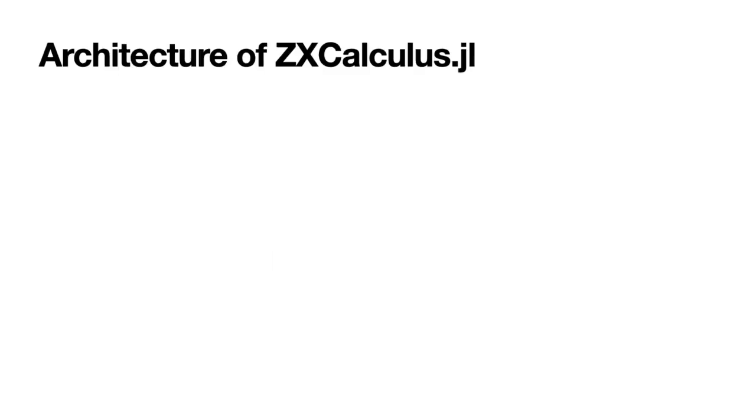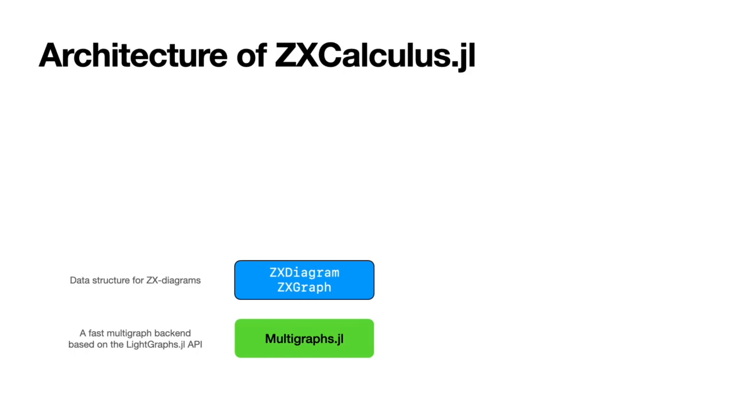After introducing the ZX calculus, let's take a look at this package. The low-level data structure to represent ZX diagrams is the multigraph data structure. We developed a package, Multigraphs.jl, for this. And based on Multigraphs.jl, we define ZX diagram and ZX graph. We provide various methods to create ZX diagrams.